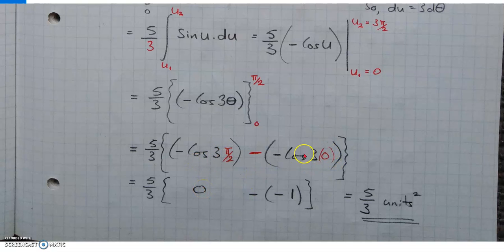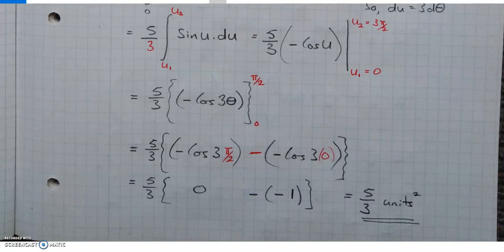This one, however, this is really the cosine of 0 because 3 times 0 is 0. The cosine of 0 is actually 1 plus 1. But the plus 1 is being multiplied there by minus 1. You can see that minus is there. So all of this goes to minus 1. But minus 1 has got this minus sign here outside. So all of that's going to go to plus 1. And that plus 1 multiplies the 5/3 to give us 5/3 units squared. So that is the answer for that particular question there.